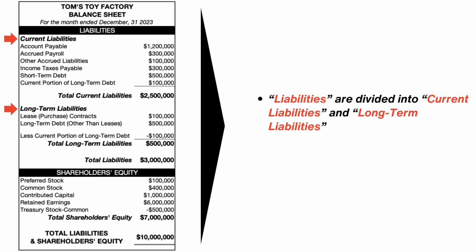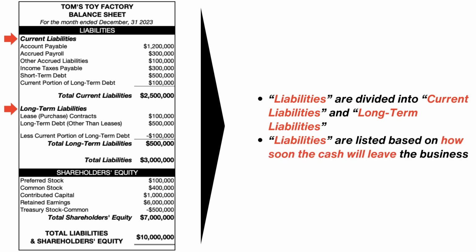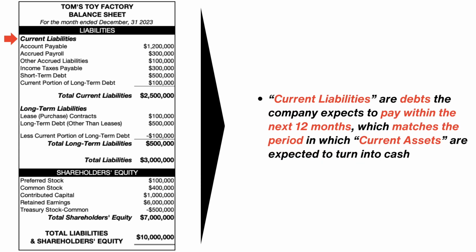Tom's Toy Factory's balance sheet divides its liabilities into current liabilities and long-term liabilities. Liabilities are listed based on how soon the cash will leave the business. Current liabilities are debts the company expects to pay within the next 12 months, which matches the period in which current assets are expected to turn into cash. We'll discuss their relationship shortly when we look at key ratios to assess a business's health.